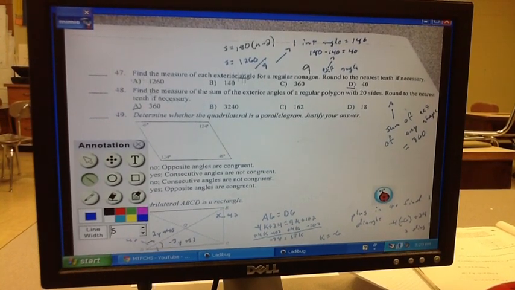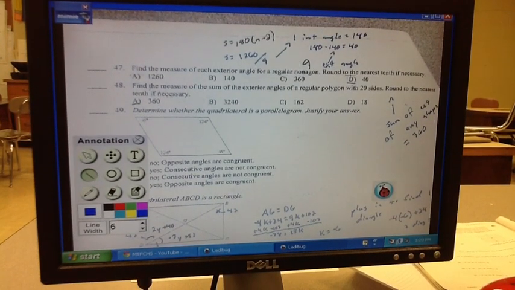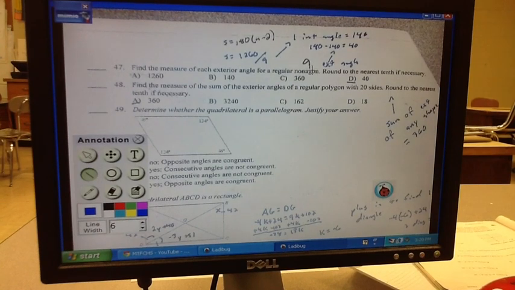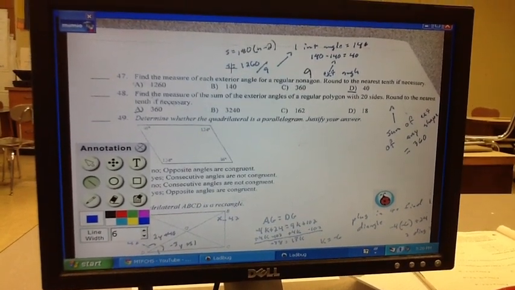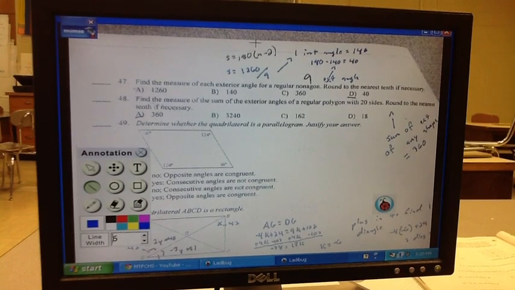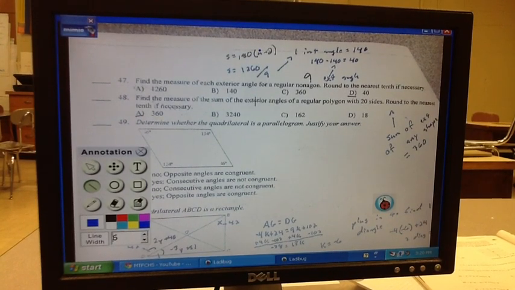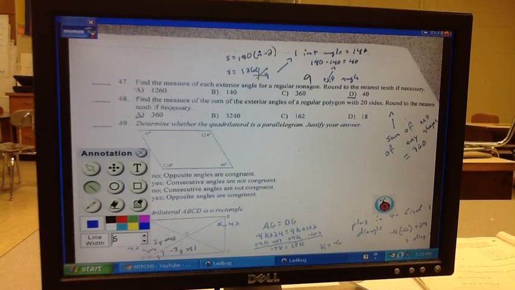Number 47. Find the measure of an exterior angle for a regular nonagon. Remember that's 9 sides. Round to the nearest tenth. Same formula as before. S equals 180 times n minus 2, the sum of the angles. So we plugged in the 9, and we get the sum of 1,260.